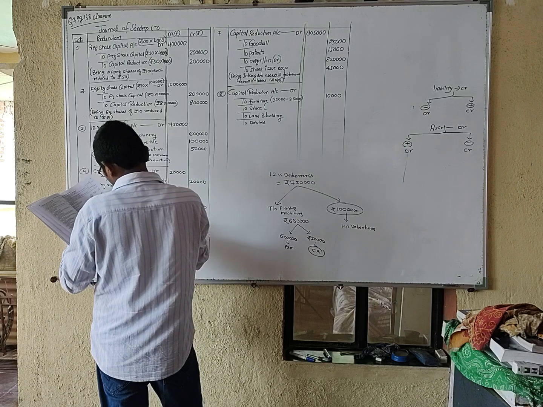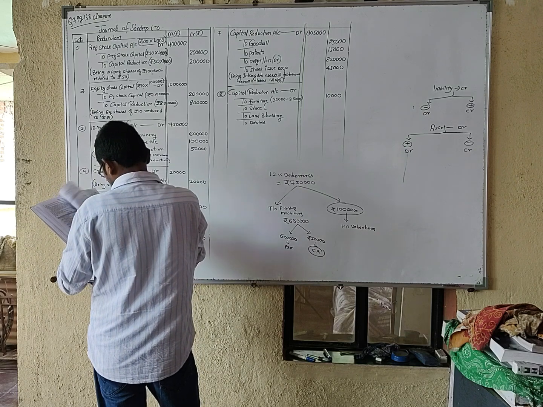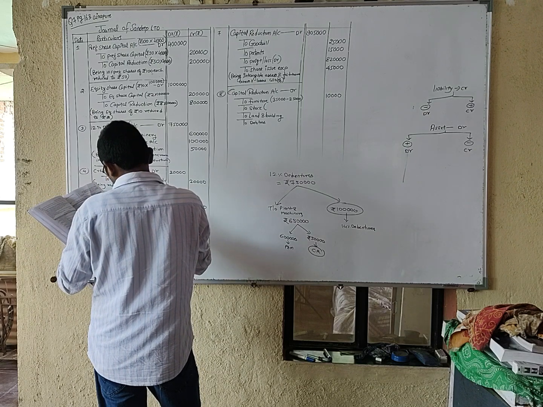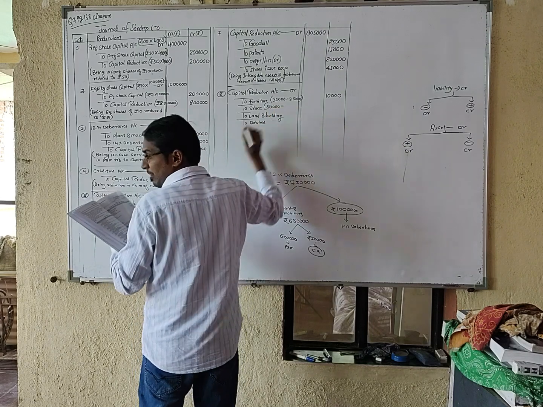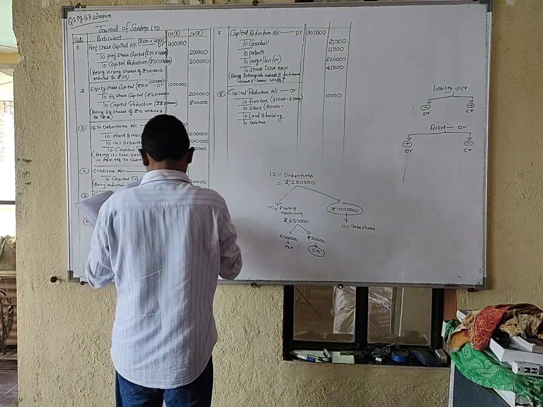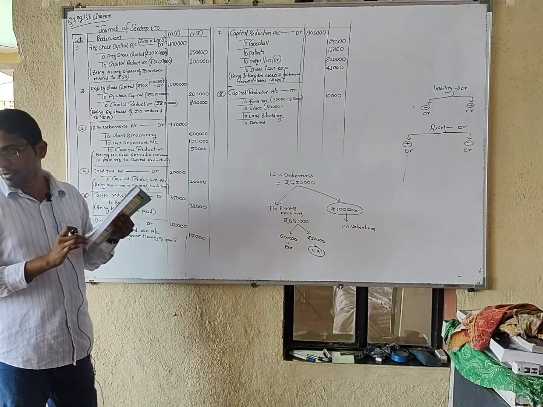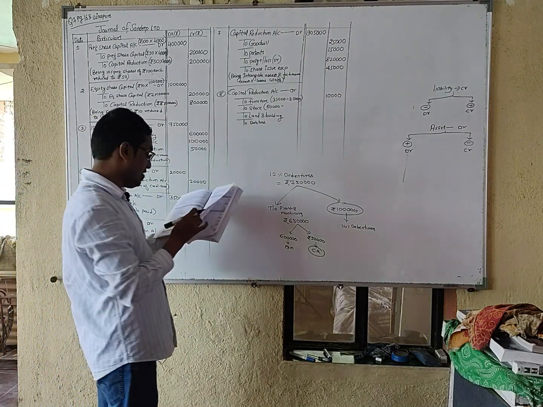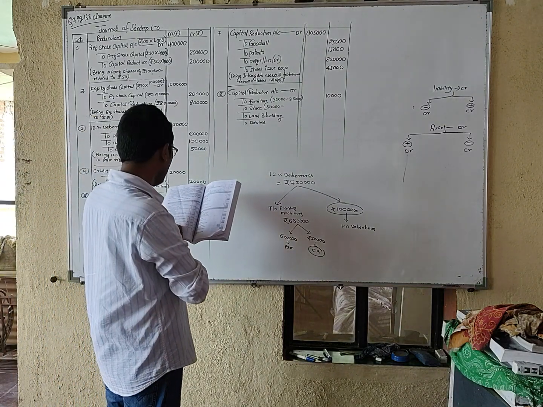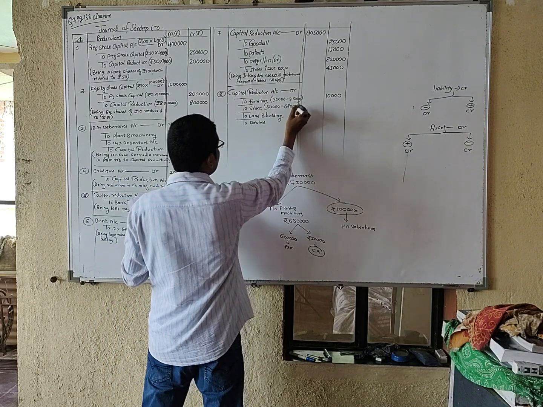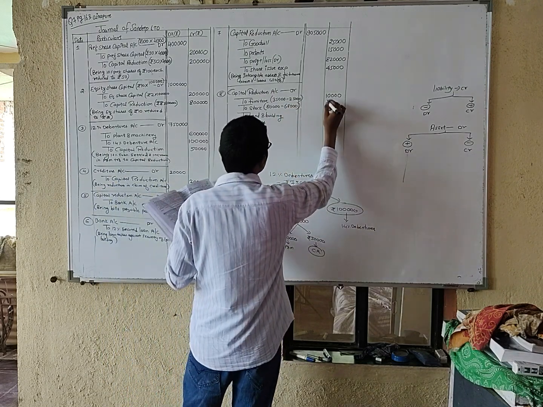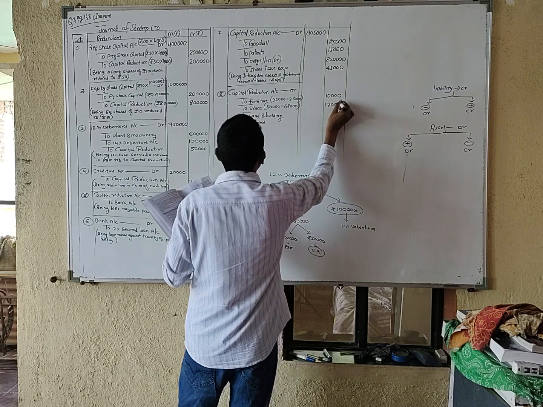Stock old value was how much? 80,000. And new value became how much? Hey, keep the phone up. What you are doing? New value became how much of stock? 68,000. Na? So what is the difference? 80,000 minus 68,000 is 12,000.